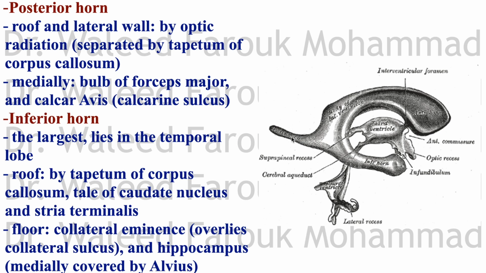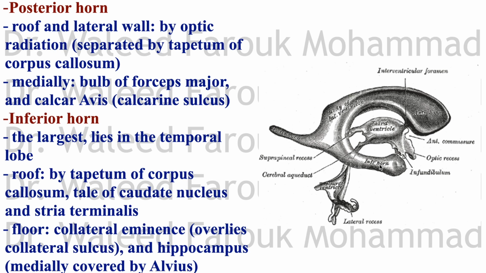The posterior horn, which varies in size, by the way, has a roof and lateral wall formed by the optic radiation, and we saw that in horizontal sections before, separated by the tapetum. Remember the part of the corpus callosum called the tapetum? It forms the roof and lateral wall of the posterior horn. Medially, the bulb of forceps major, which is part of the corpus callosum, and a structure called the calcar avis. It's simply the floor of the calcarine sulcus we recognized in the last lecture. Calcarine sulcus floor is the calcar avis.